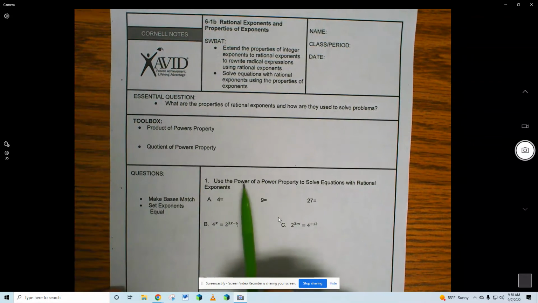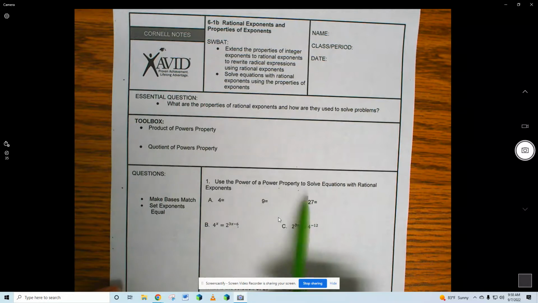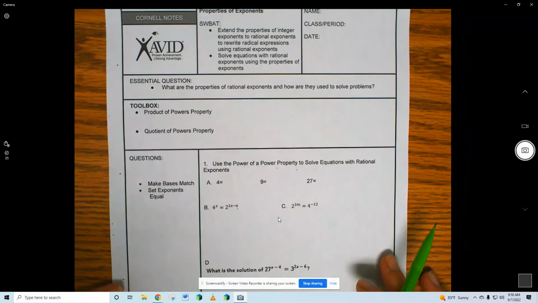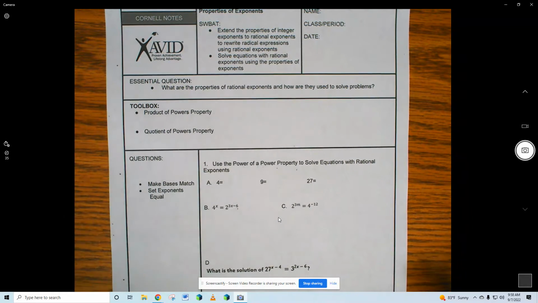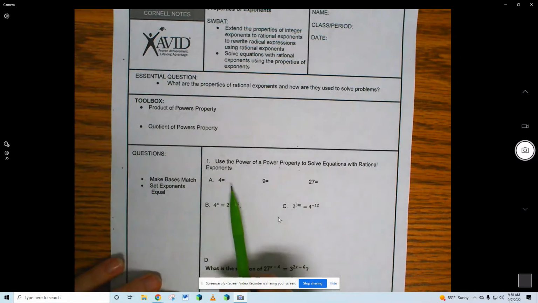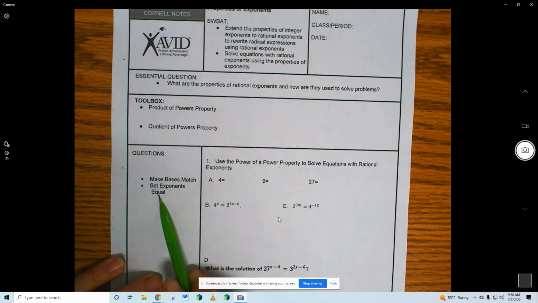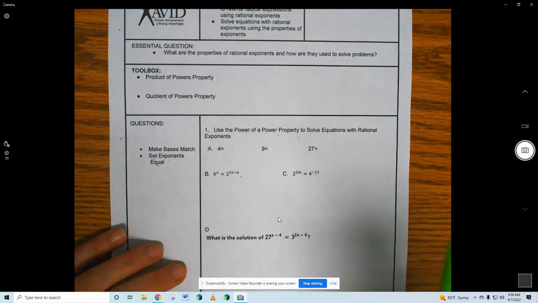So the power of a power product means that I'm going to look at what my bases are and what my exponents are. And I'm going to make the bases match. And when they match, I can set the exponents equal. Okay, so let's start with this.